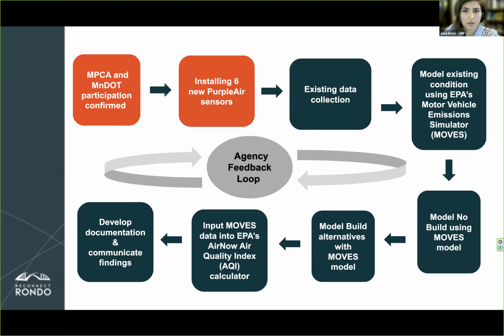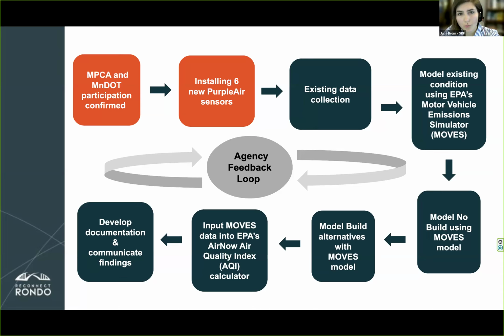Right now, we're working through determining locations for the purple air sensors, with ReConnect Rondo reaching out directly to schools, churches, and community organizations. Existing data collection will come next, using the sensors as well as publicly available air quality data from the Pollution Control Agency and the Department of Health. Then we'll compare air quality modeling. We'll complete that air quality modeling of existing conditions using the motor vehicle emission simulator. As I earlier mentioned, abbreviated is MOVES.